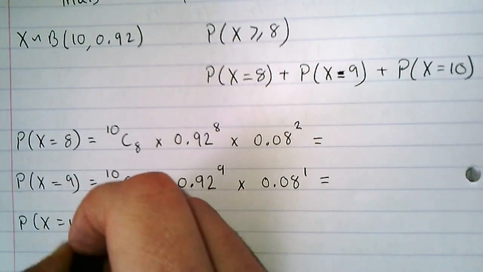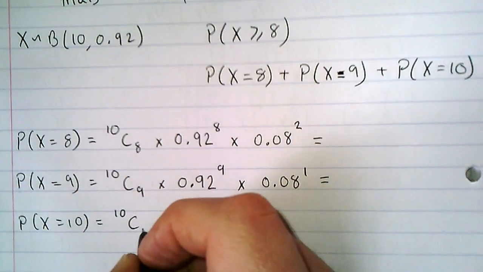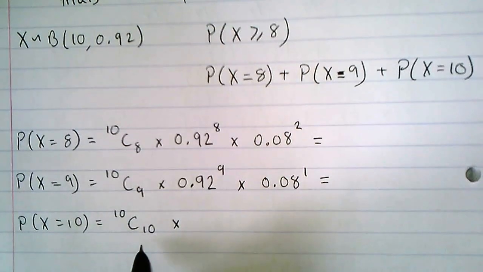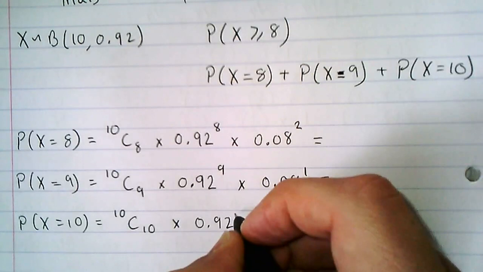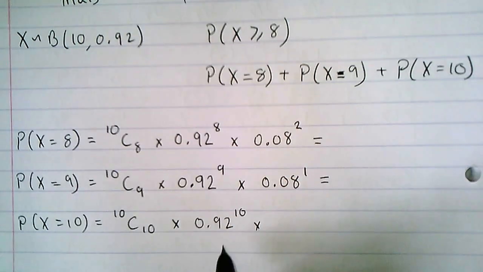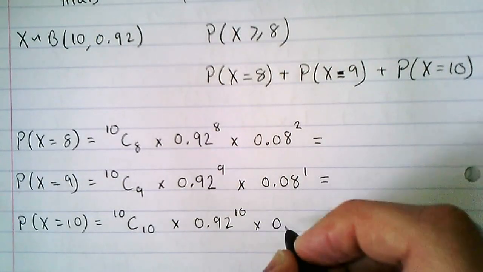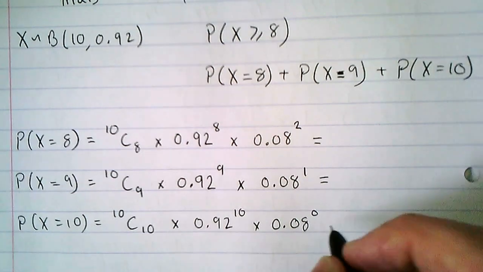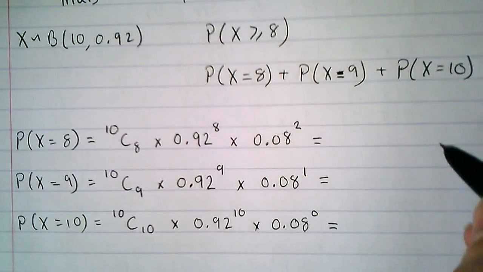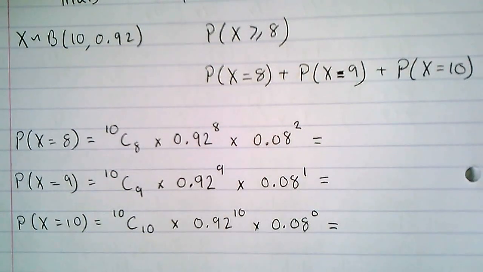it's 10. We're going to have 10 choose 10. If you're thinking carefully about this, you should know that that is 1. 0.92 to the power of 10. Number of successes is 10. Probability of success is 0.92. Multiplied by 0.08, the probability of failure, to the power of 0, no failures. Okay, and then we can work out what these probabilities are individually and add them together.